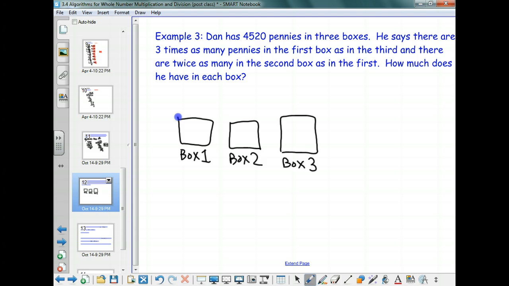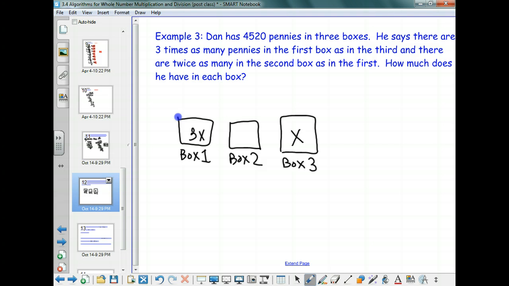And so it says there are 3 times as many pennies in the first box as the third. So what can I do? Okay, so Haley suggests putting an X here and then a 3X here to represent 3 times as many. Does that sound reasonable? Okay, right? 3 times as many in the first box as in the third box. Does that work? Yes, that works totally great.